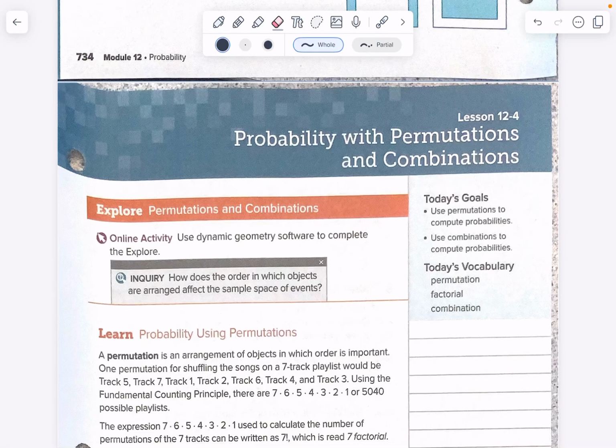Okay, Chloe, we did not record yesterday, 5th period, so I'm recording right now with Liv, and we are doing 12.4, and this is permutations and combinations.